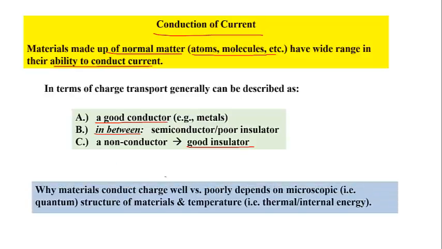Why materials conduct charge very well in terms of being a good conductor versus not so well depends on the atomic structure that is being made to build these things, and it's a quantum mechanical type of system. This leads to structure of the materials, and it also leads to a temperature dependence in terms of their ability to conduct. Because thermal internal energy changes with temperature, it can affect the conductivity.